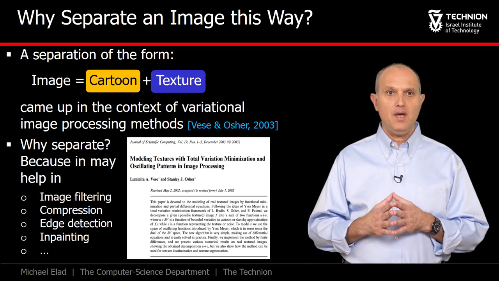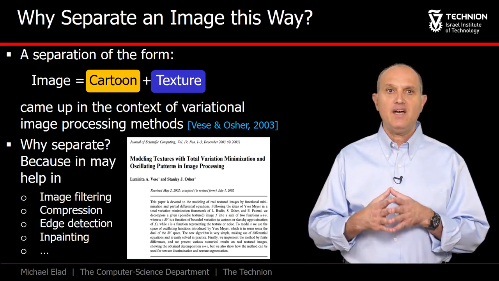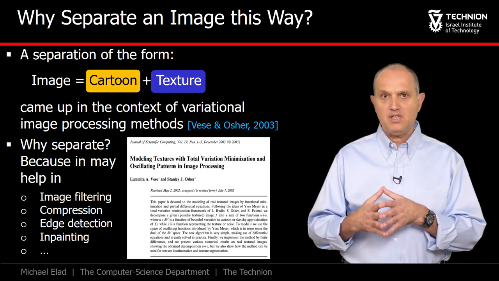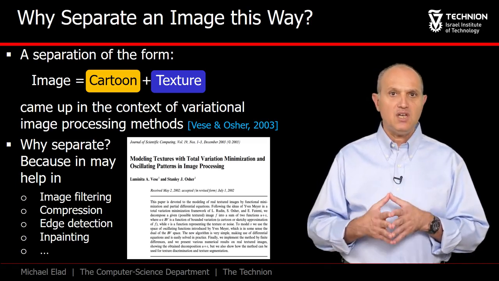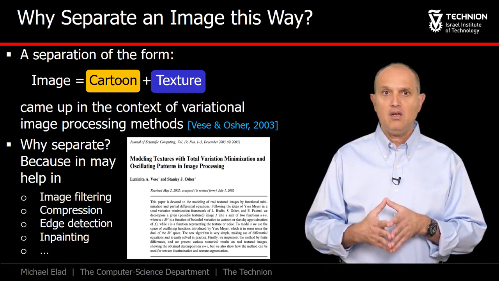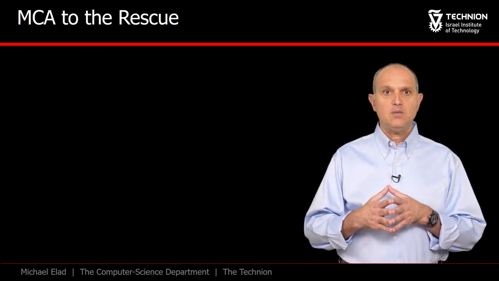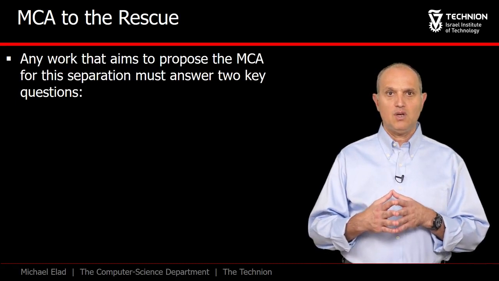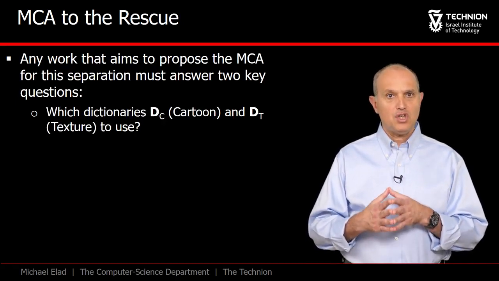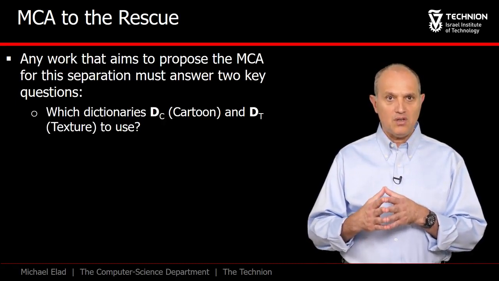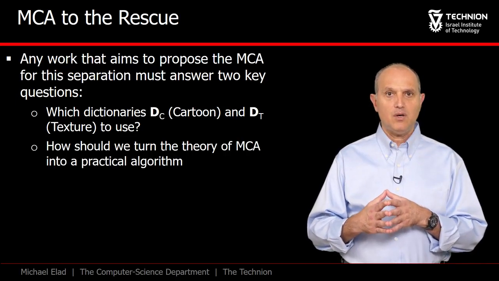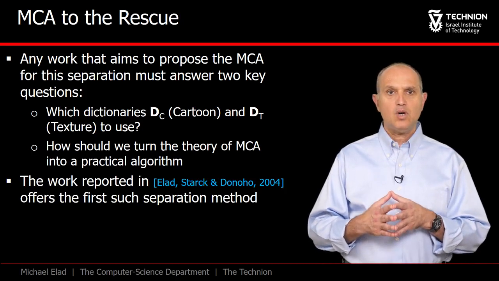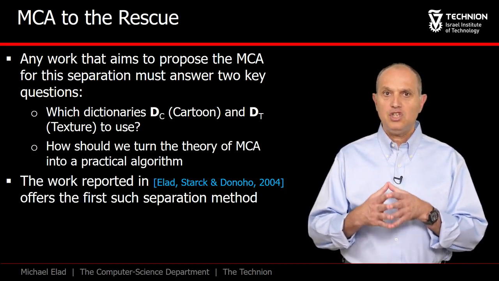Why separate this way? Because it could help in a variety of tasks, from filtering the content of the image and compressing it, all the way to more sophisticated needs, such as inpainting and more. So let's bring MCA and SparseLand to the separation task. Doing so requires us to decide on the dictionaries for describing the cartoon and the texture. Also, we need to figure out how to approximate the P0 epsilon problem we get. The work by Starck and his co-authors did just that.